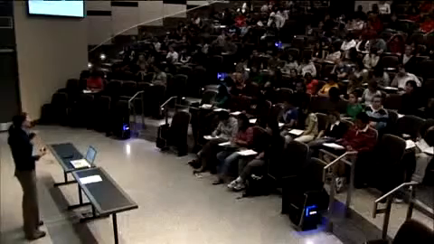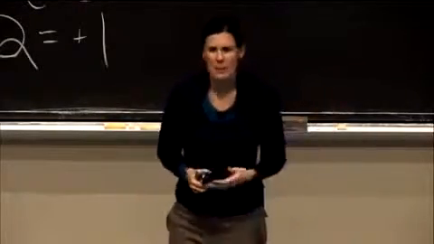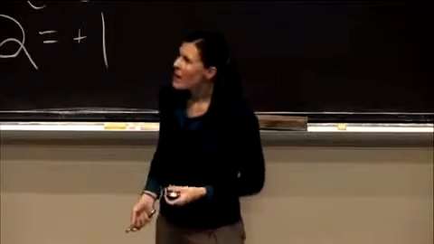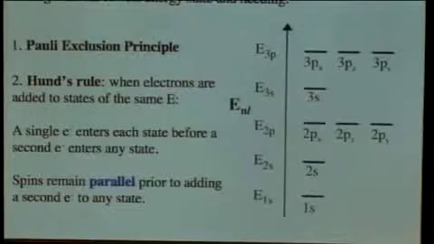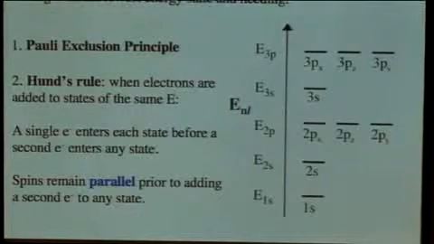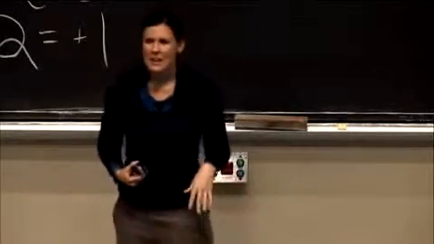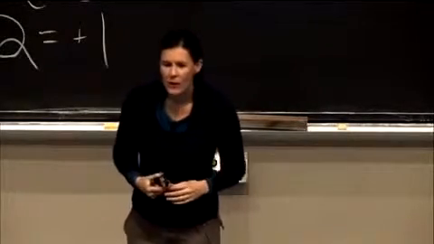So it makes sense that we would put 1 electron in each orbital first before we double up in any orbital. And the third fact that we need to keep in mind is that spins remain parallel prior to adding a second electron in any of the orbitals. So by parallel, we mean they're either both spin up or they're both spin down. Remember, that's our spin quantum number, that 4th quantum number.